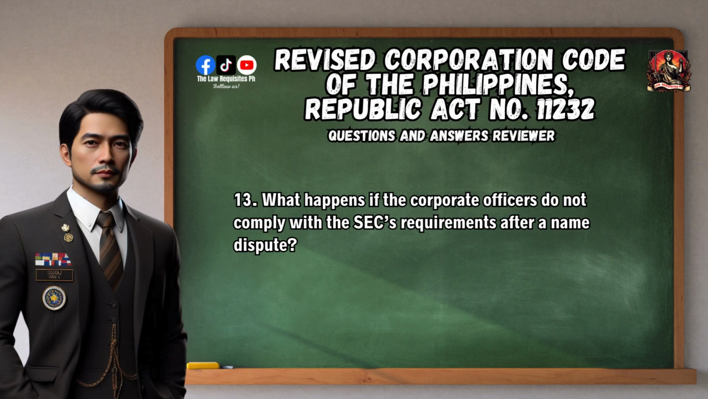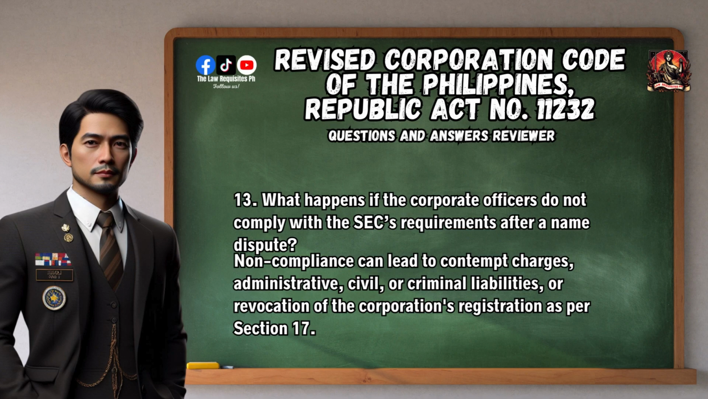13. What happens if the corporate officers do not comply with the SEC's requirements after a name dispute? Non-compliance can lead to contempt charges, administrative, civil, or criminal liabilities, or revocation of the corporation's registration as per Section 17.